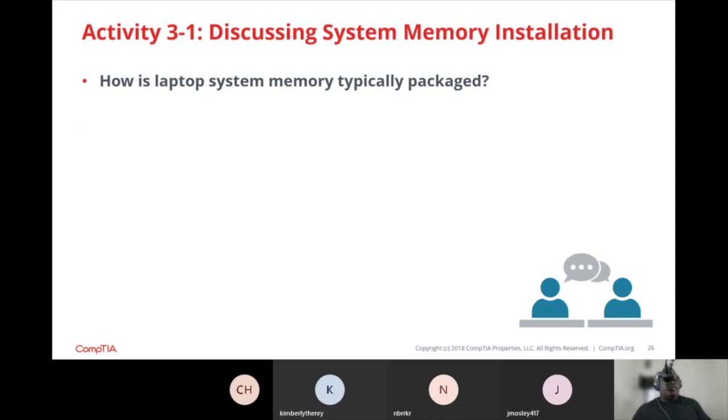So, what RAM is normally inside of laptops? Close. SODIMM. Yes.